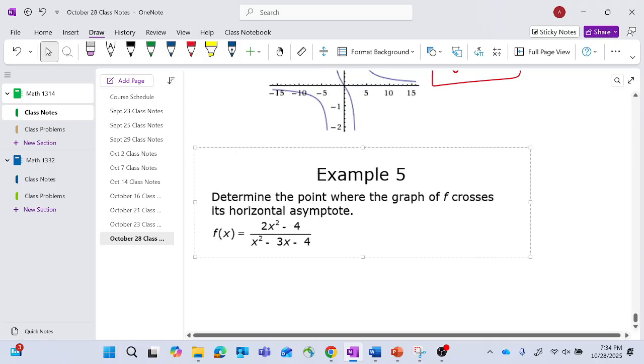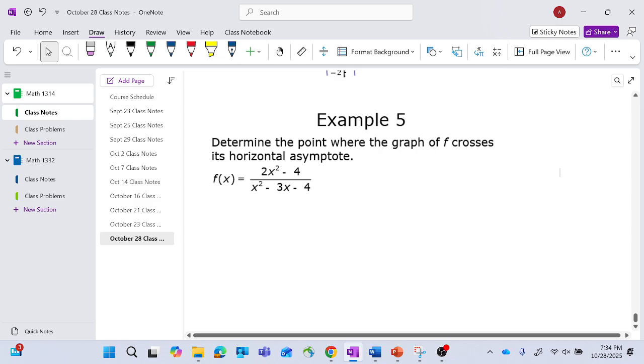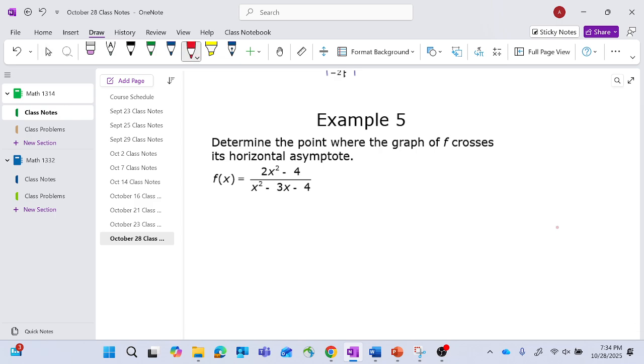All right. Now, for this one, determine the points where the graph of f crosses its horizontal asymptote. We are not going to do that. What we are going to do, though, is figure out the horizontal asymptote. That's what we care about anyway. So, in this case, its exponents are the same. So, it's not bigger on top or bigger on bottom. It's a power of 2 over a power of 2.